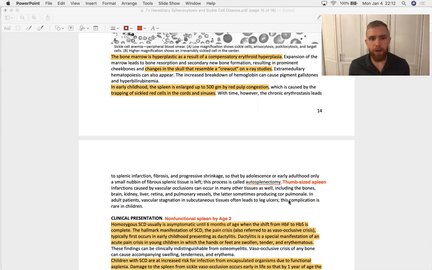In early childhood, the spleen starts to get bigger with congestion following several episodes of vaso-occlusion. But over time, the spleen atrophies and shrinks because it's infarcted so much that there's no healthy spleen left. At that point, that's autosplenectomy, and this thing is going to shrink down to the size of your thumb. You're not going to be able to palpate any spleen whatsoever in patients with sickle cell disease, and that's going to be by about the 20th year, this third decade of life.